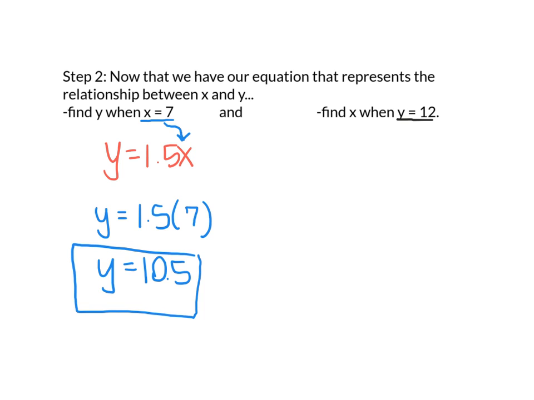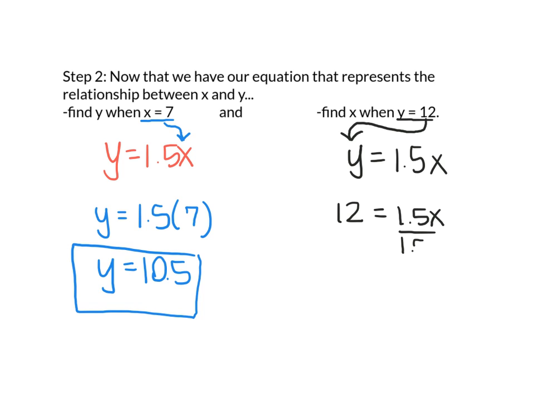For the next example, we'll still use the same equation we found with the previous slide. This time, though, we're plugging in the 12 for y to find x. So instead of y, we'll see a 12, and that is equal to 1.5x. To solve for x, we will divide both sides by 1.5. So x is equal to 8.